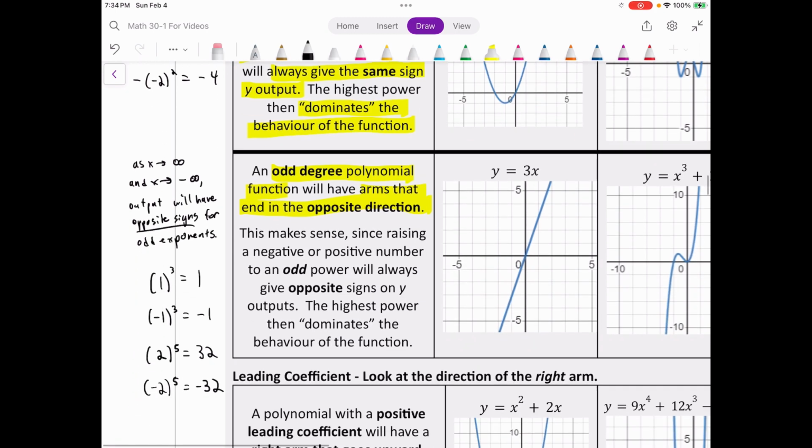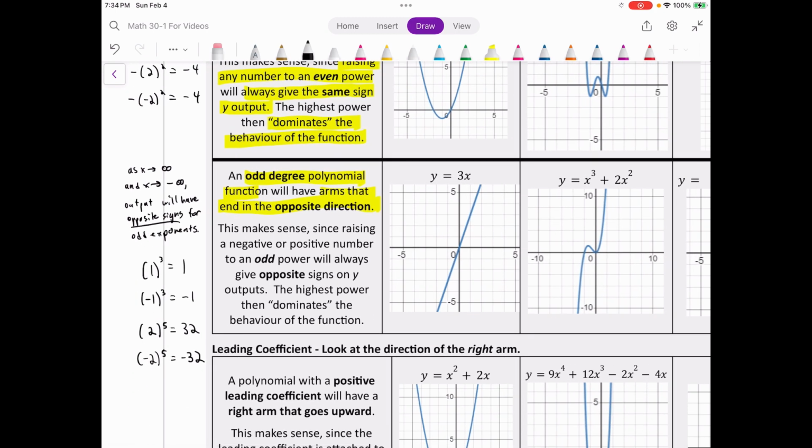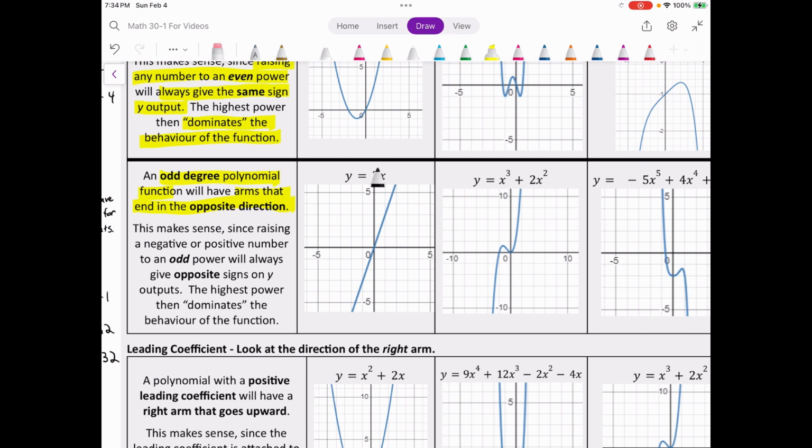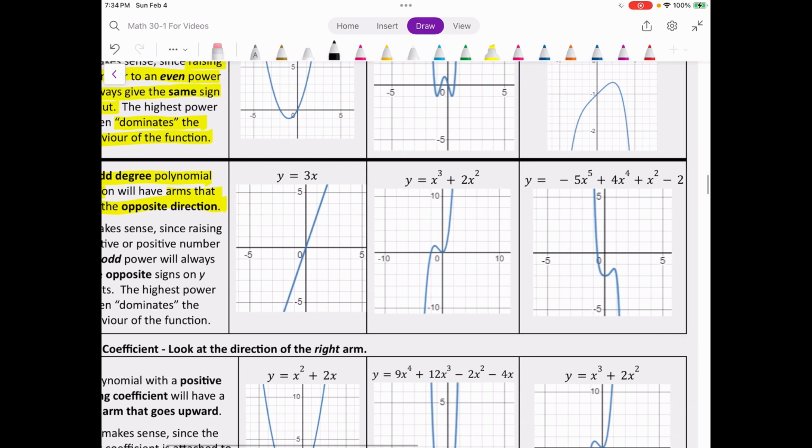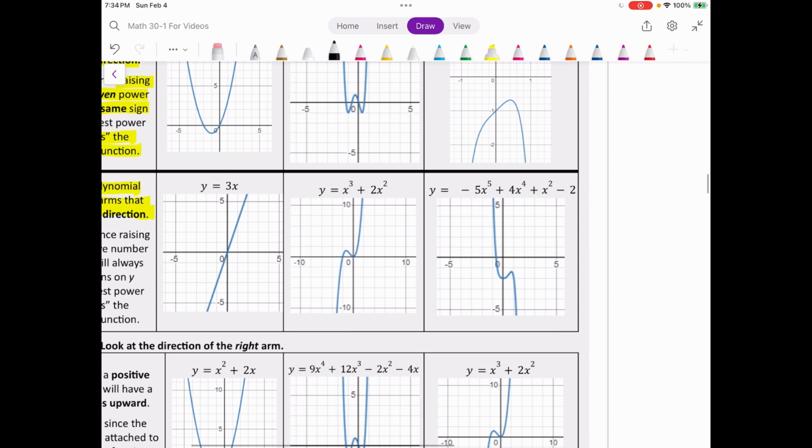And so that's why for our odd degree polynomials, as we imagine x becoming larger and larger positive numbers versus larger and larger negative numbers, we're expecting y to do opposite things, right? A bigger and bigger positive might just give us a bigger and bigger positive y. A bigger and bigger negative might give us a bigger and bigger negative y. Okay, now again, that depends. It's not always the case that the right arm is going to go up, right?